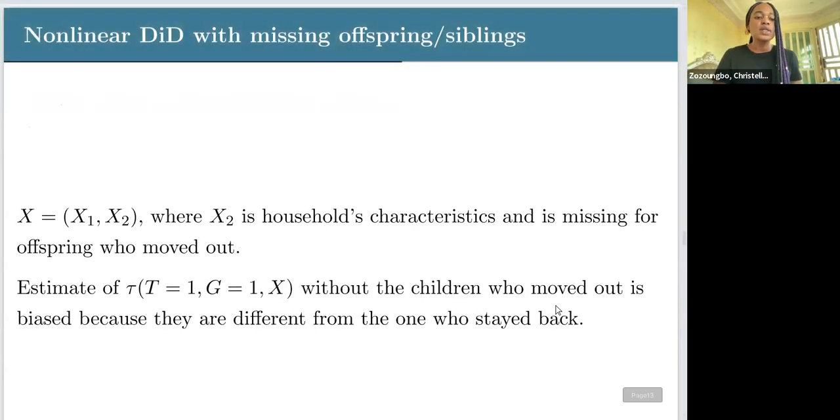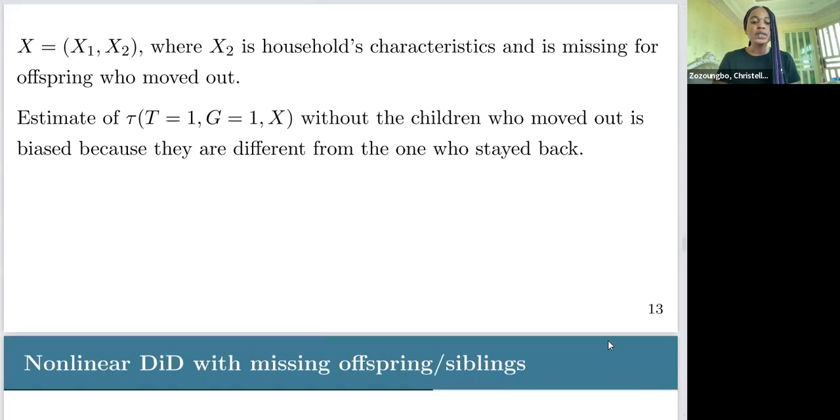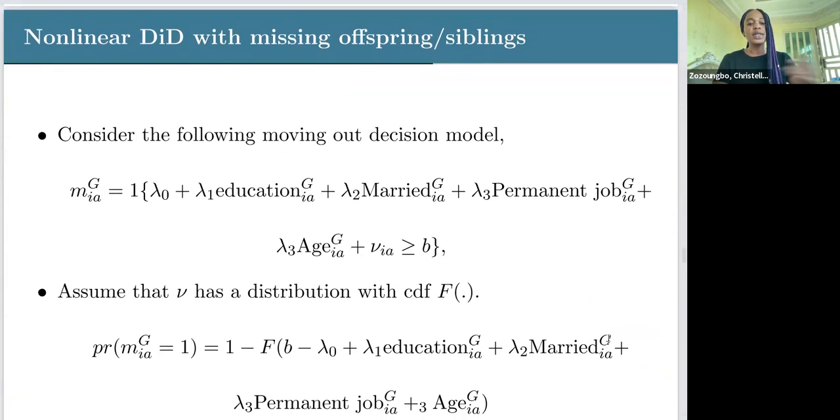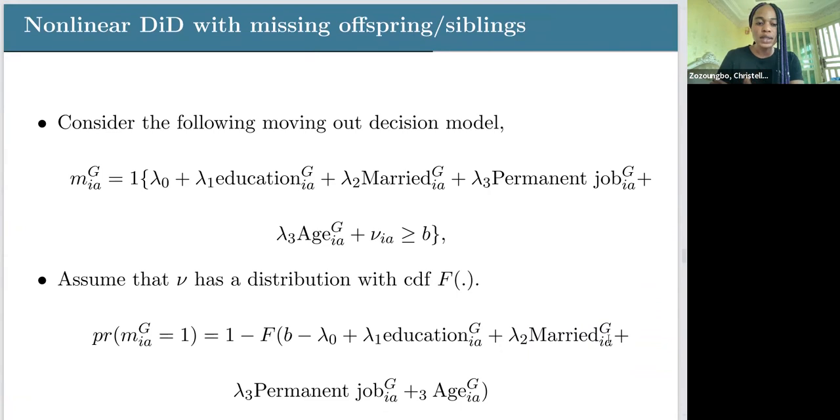So the problem with this equation one and with the identification of the treatment effect on the treated from equation one is that X is a vector of X1 and X2, X1 being individual characteristics and X2 the household characteristics. And the vector X2 is missing for offspring who moved out, offspring that I'm not observing in a household with one of their parents. And so, more formally, estimating tau without them will be biased because they're different individuals. So here I'm trying to estimate it including them.